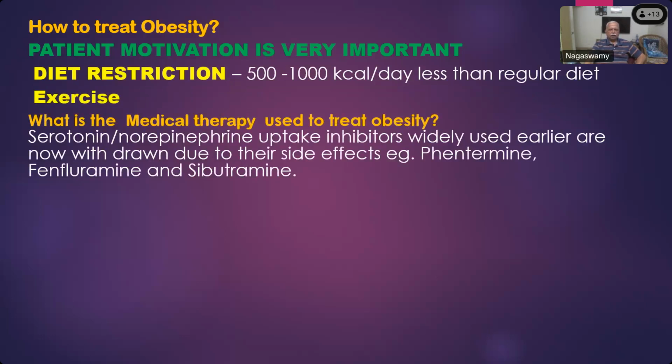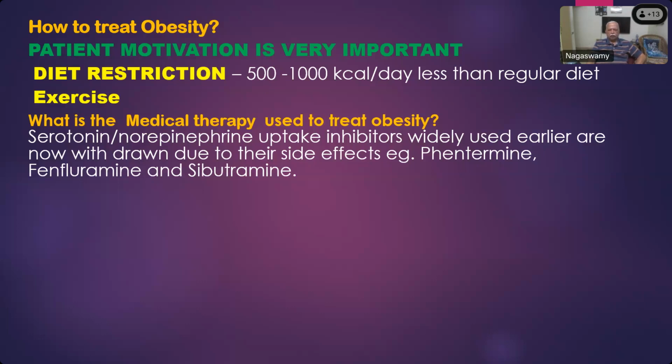Then what is the medical therapy that is used to treat obesity? What are all the drugs that are used? There can be serotonin and norepinephrine uptake inhibitors, which were widely used earlier, but are now withdrawn due to the side effects. Some of you would have heard the names phentermine, fenfluramine or sibutramine. These were the drugs that were previously prescribed as medical management for obesity, and they acted by serotonin and norepinephrine.